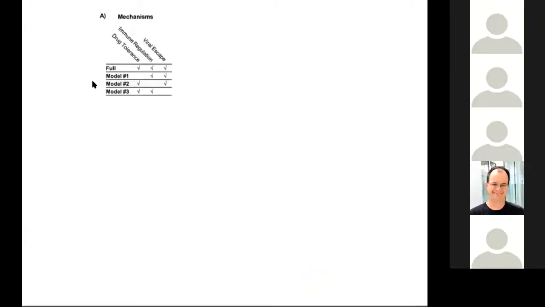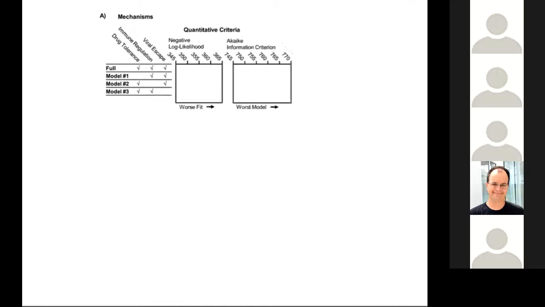So we started with our full model, which is the one that I just showed you. And then we systematically remove these mechanisms. So for example, model 1 includes immune regulation and viral escape, but it does not have any drug tolerance built in. And then we calibrate this model independently of the full model and see if it can still reproduce the data. And then we do the same thing for model 2, which doesn't have immune regulation, and model 3, which doesn't have viral escape. So we're systematically looking at each of these mechanisms, and then we're comparing them quantitatively. So we're looking at the negative log likelihood as well as the AIC to see how well they fit the data.